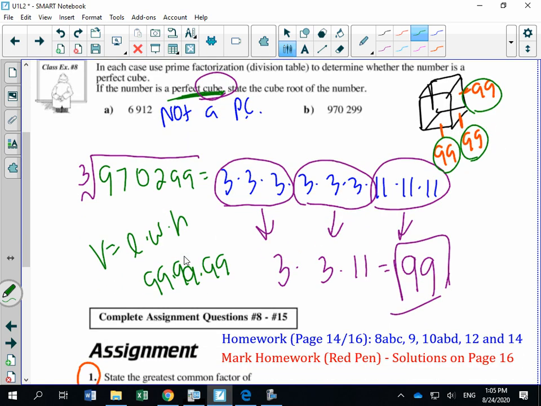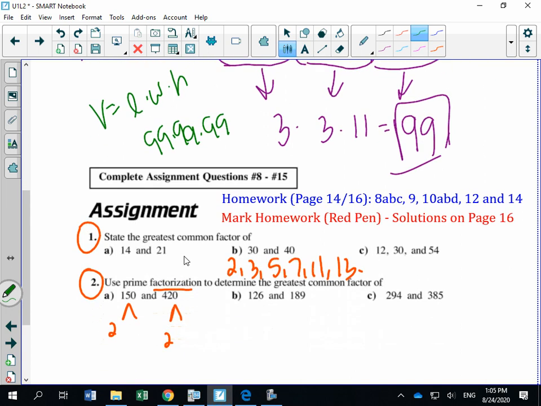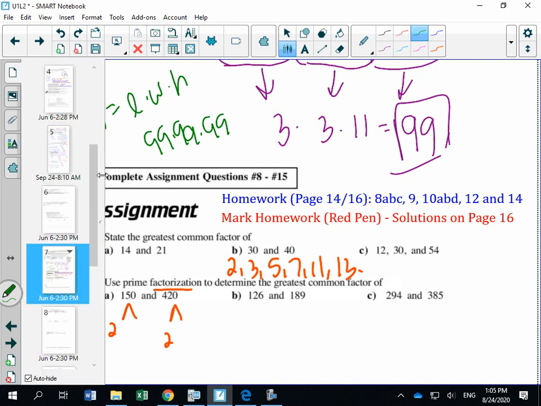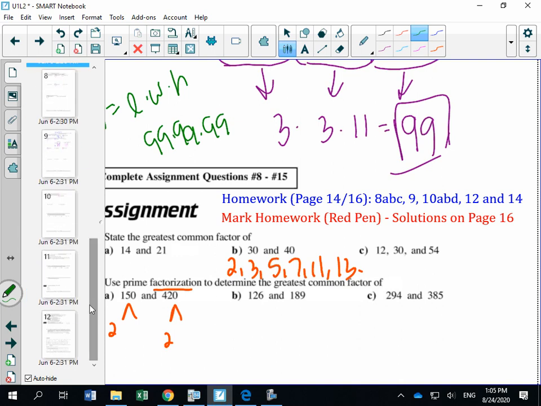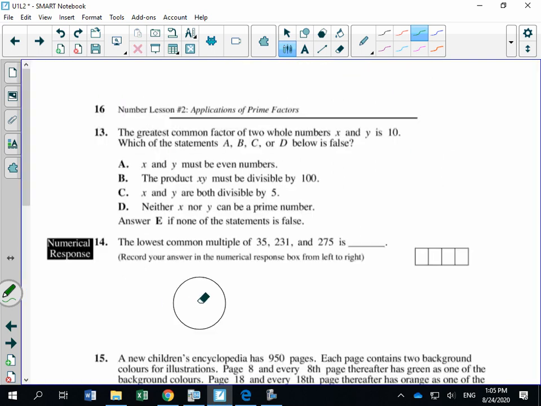Okay, so I'm going to give you your remaining homework. Your remaining homework is 8 ABC. So flip to question 8, 9, 10 ABD, 12, and 14. Get all that homework done. And then remember, I want you to, in a red pen, mark each question. And your solutions are always at the end of the lesson.